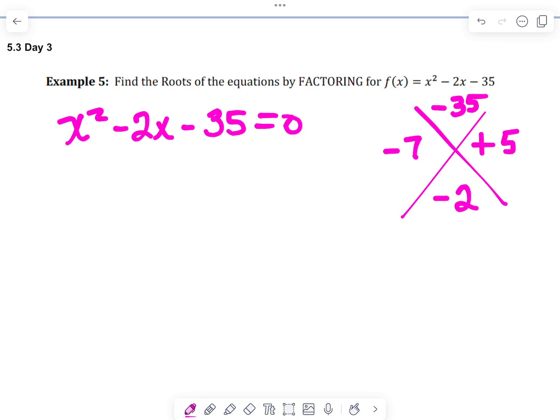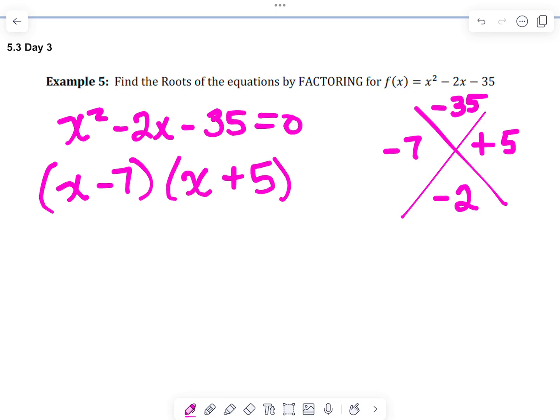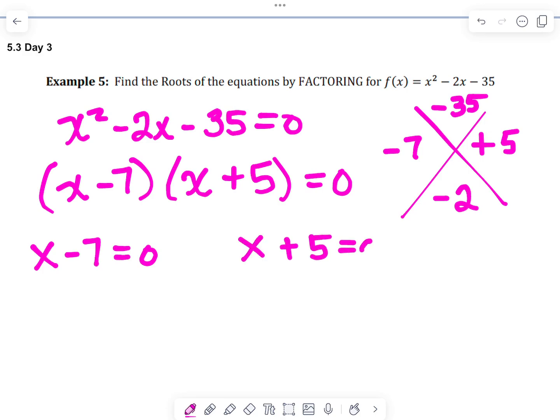When I multiply those numbers together, I get negative 35. When I add them, I get negative 2. So now we set up our 2 binomials. And then we use our zero product property. Set each factor equal to 0 and then solve for x.